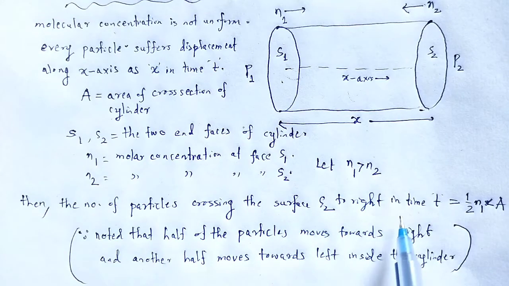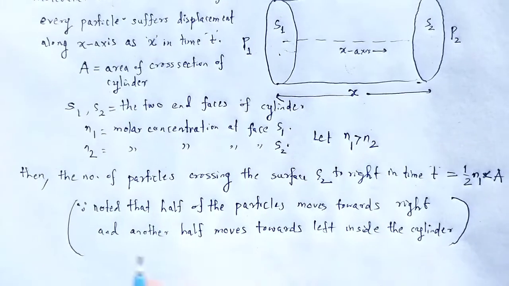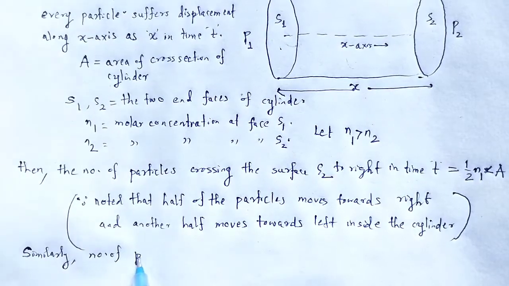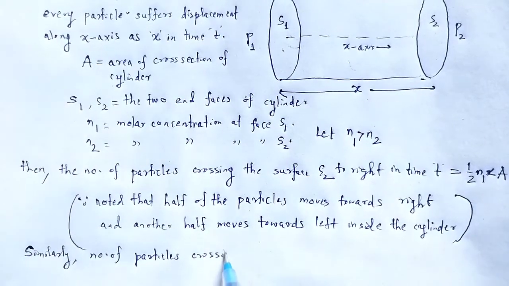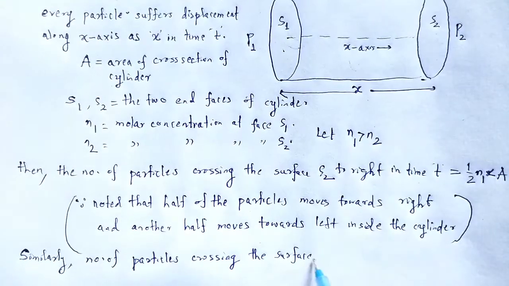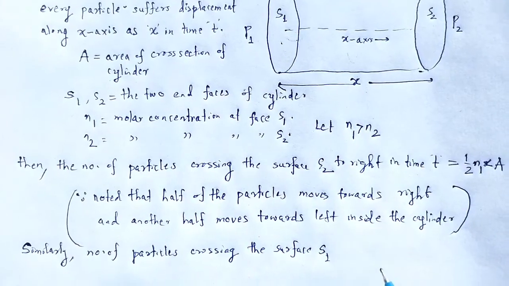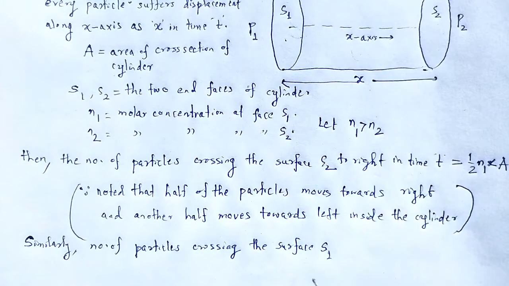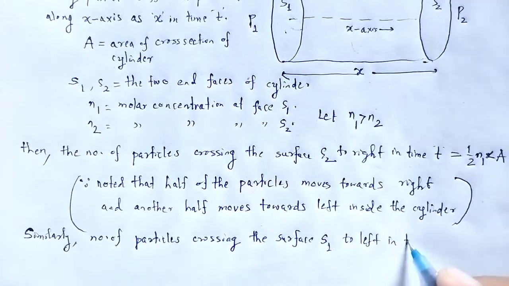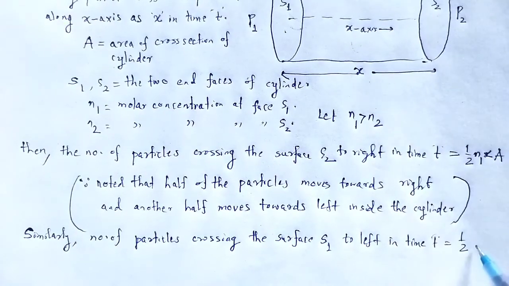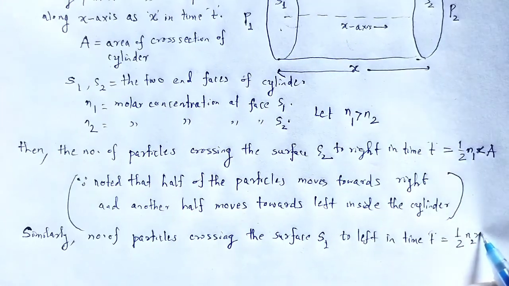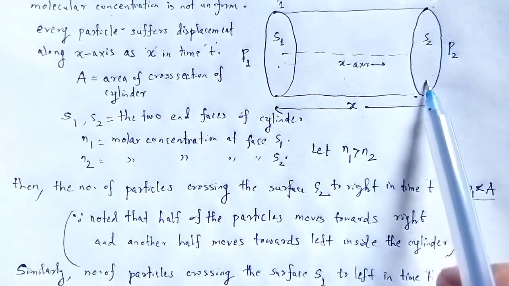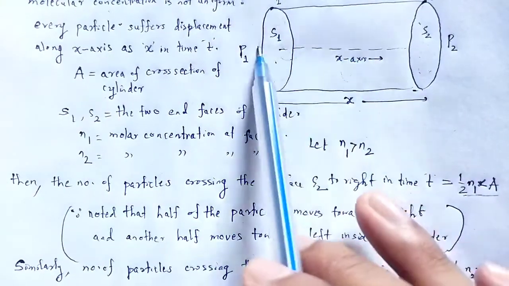So this is the number of particles crossing the surface S2 to the right in time t. In a similar manner, the number of particles crossing the surface S1 to the left in time t will be half of the molar concentration N2, distance x, area A. Here half N1xA is the number of particles passing through surface S2, and half N2xA is the number of particles passing through surface S1.